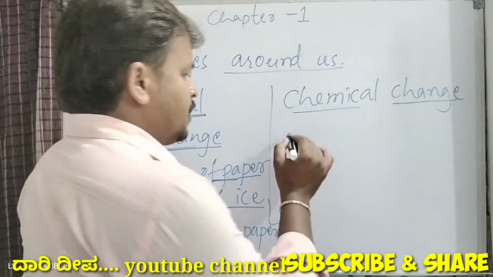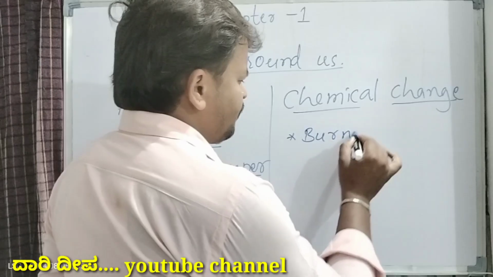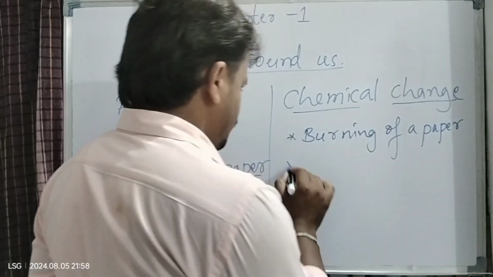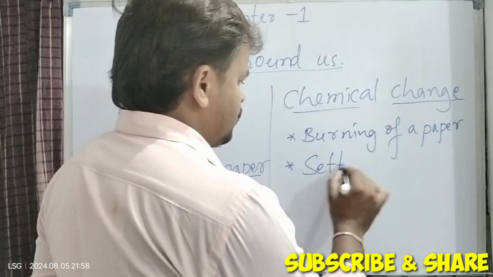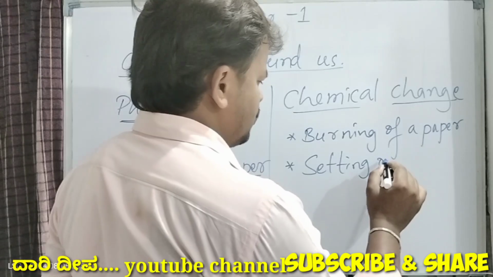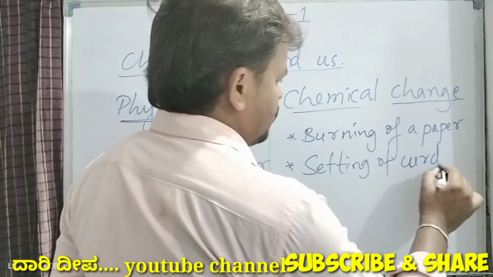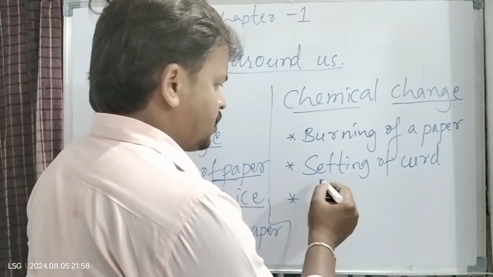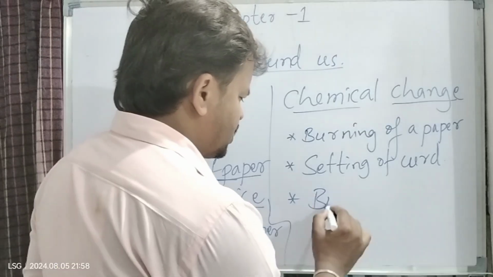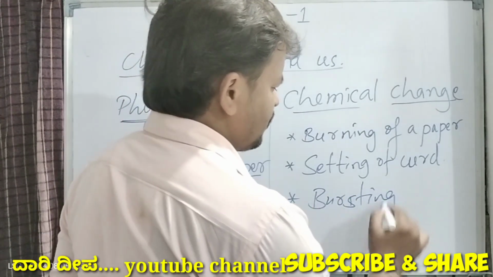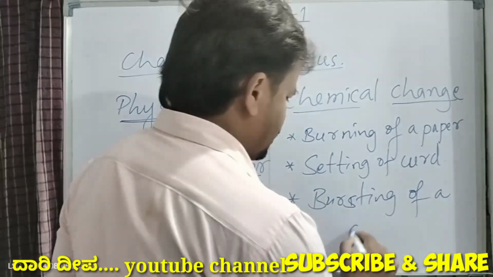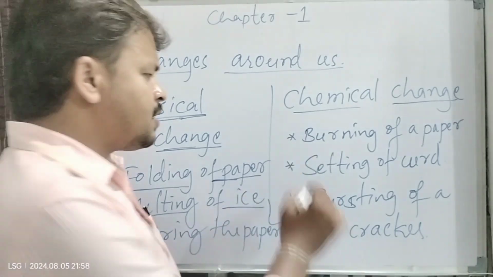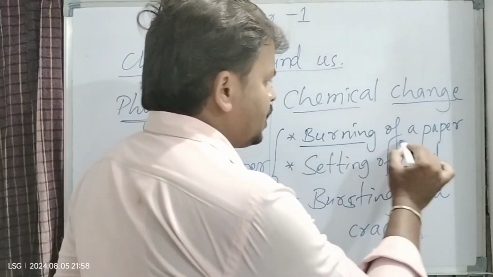What about chemical change? For example, burning of paper, setting of curd, bursting of crackers. These are the examples of chemical changes. Why are these called chemical changes? For example, burning of a paper.